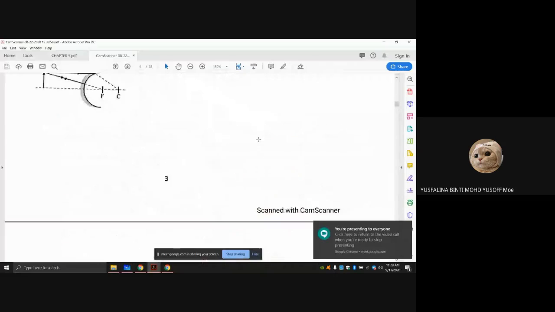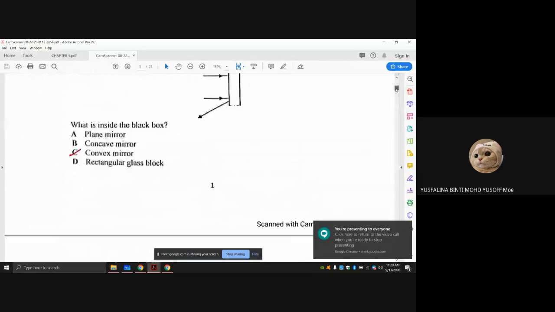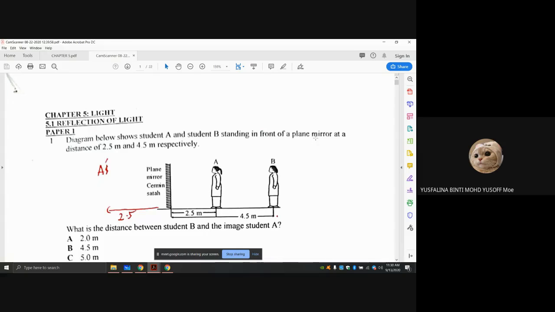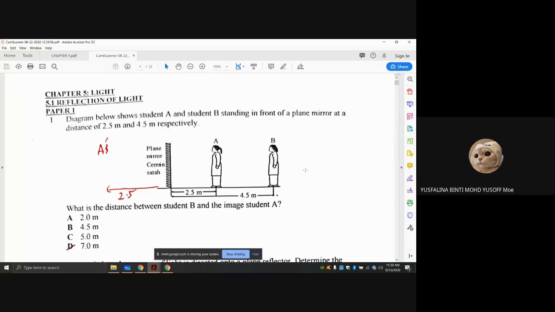Okay. For the reflection of light. So this is actually for 5M and 5E. I think they already got this question. I gave to you last year, I think, right? So the diagram below shows student A and student B standing in front of a plane mirror at distances 2.5 and 4.5. The question is, what is the distance between student B and the image of student A?